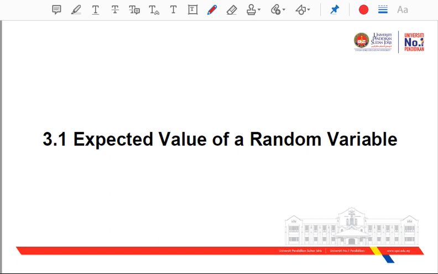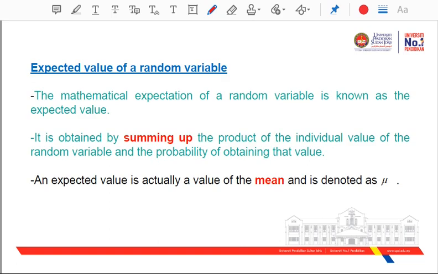Okay, so the first part is the expected value of a random variable. By definition, the mathematical expectation of a random variable is known as the expected value. So for this course, it is a mathematical expectation and we are referring to the expected value. The expected value can be denoted by E and in brackets capital X. E here represents expected, X in the bracket represents the random variable, and the small x represents the value of the random variable.